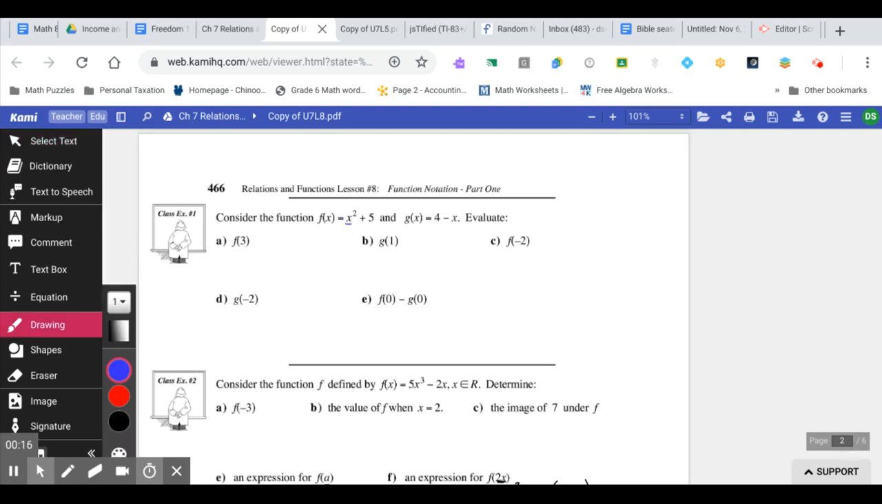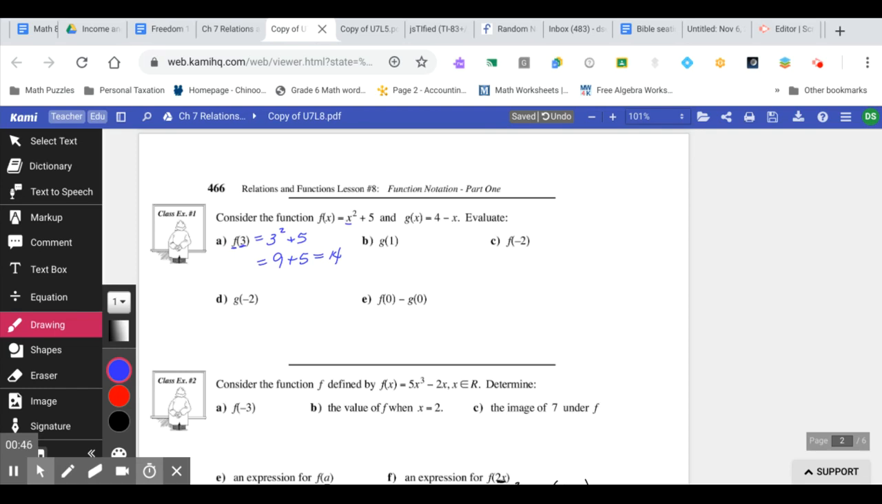Then it also tells us that the g machine is 4, take away whatever the input is. So let's go evaluate some. This tells us which machine to use. We're going to use the f machine, and we're going to take our input, which is a 3, and square it and add 5, which gives us 9 plus 5, which is 14. So we simply took our input, which was a 3, and everywhere we saw an x, we put a 3 instead.